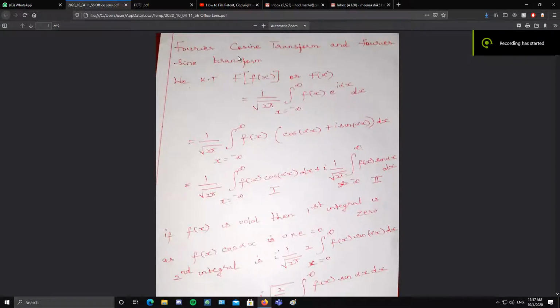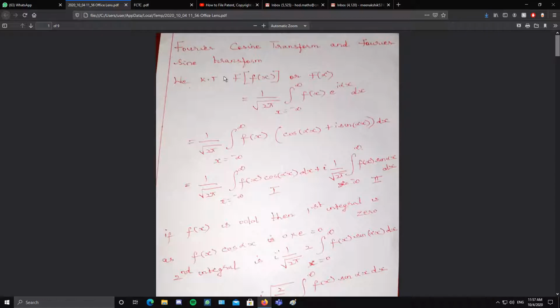Today's class will discuss the Fourier cosine transform and Fourier sine transform. In the Fourier series module, you have learned cosine series and sine series. Similar to that, we have cosine transform and sine transform. So you know what a cosine series is.